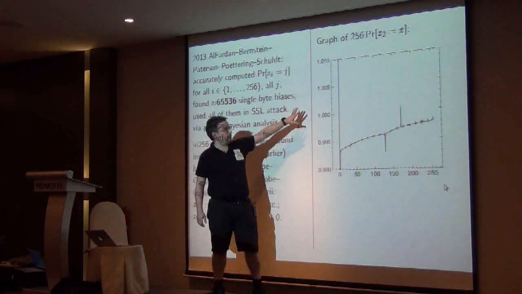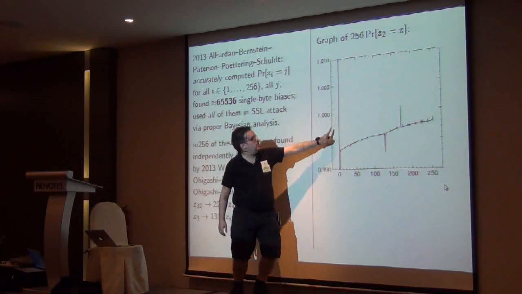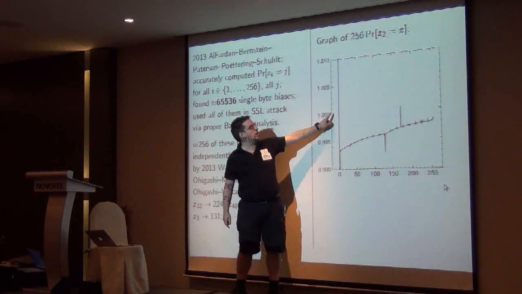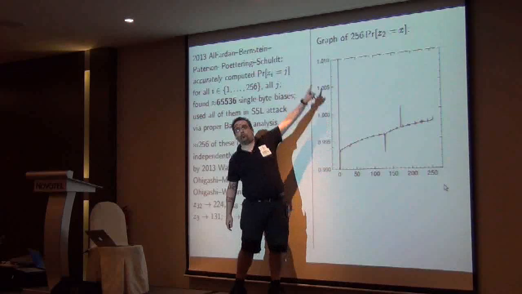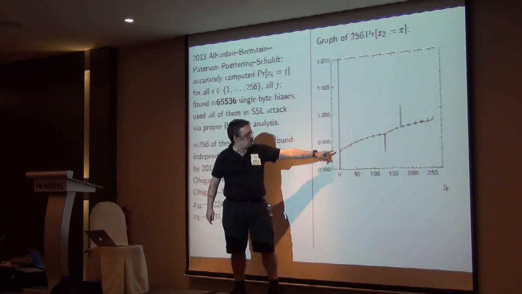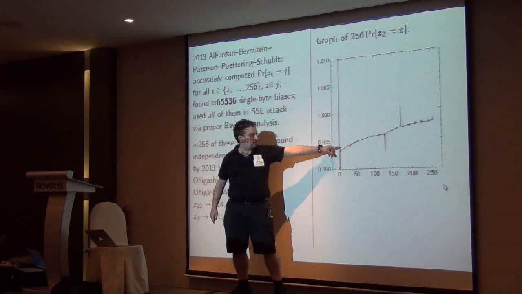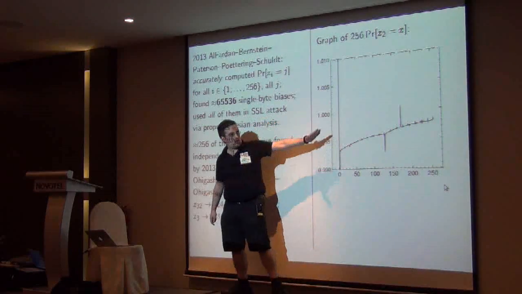Well, Z2 is still not in the useful range, but just to indicate the graph, the Mantin-Shamir bias says the probability of Z2 being 0 is up at 2 over 256, so way off the graph. But then there's also all these other spikes up and down that you see, and lots of little fuzziness, and a general upwards tilt.